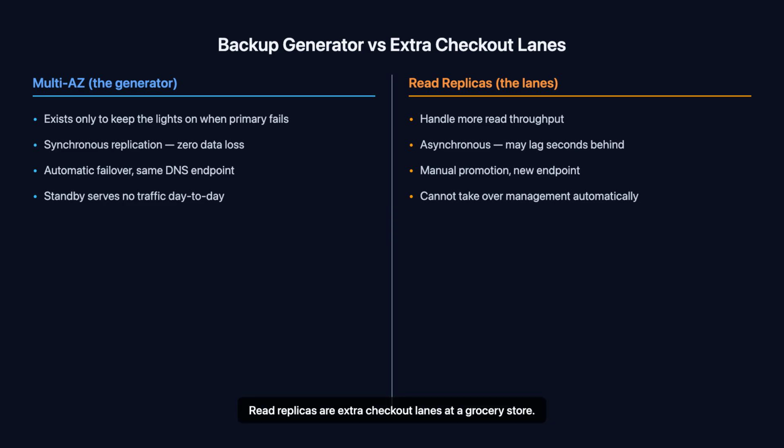Read replicas are extra checkout lanes at a grocery store. They handle more throughput, but their replication is asynchronous, so they can lag seconds behind. Promotion is manual and produces a new endpoint. And if the store manager walks out, a checkout lane cannot suddenly start managing the store.